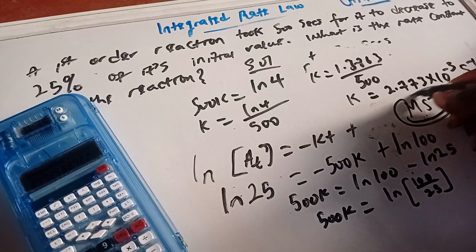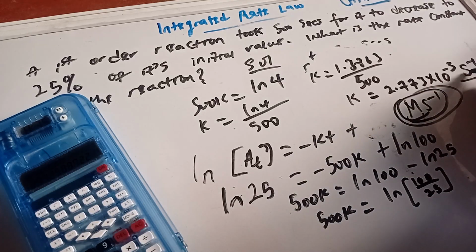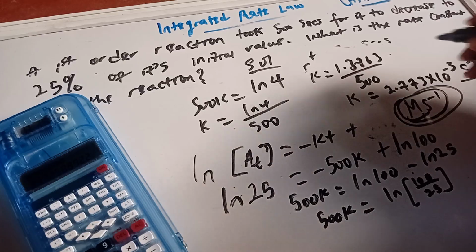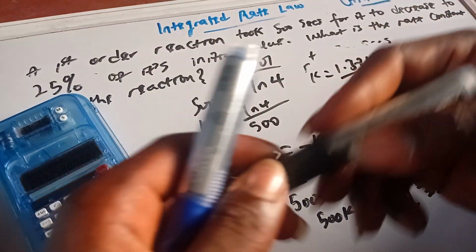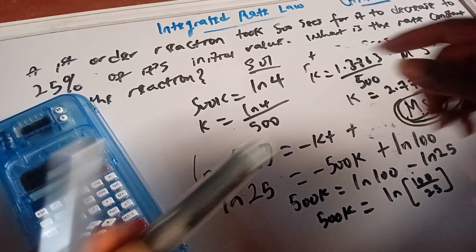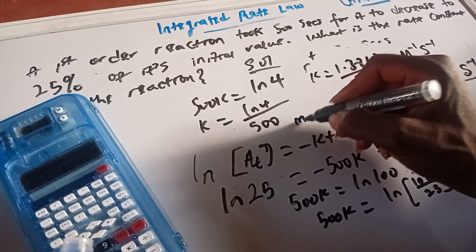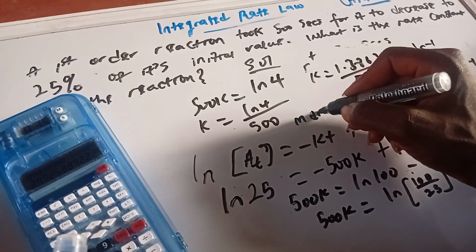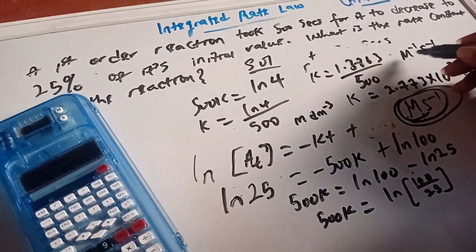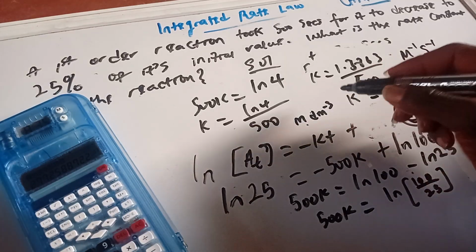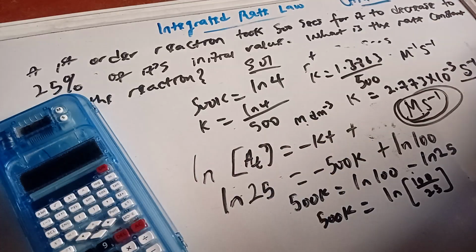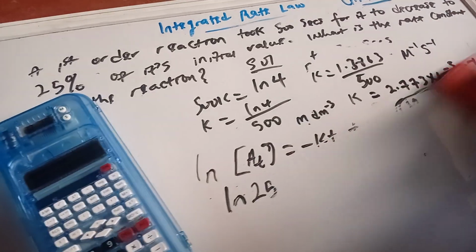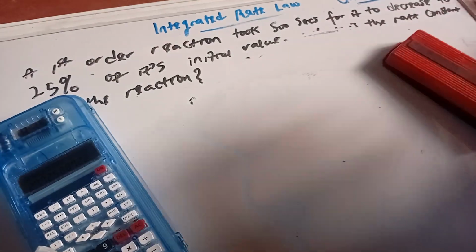This unit for rate constant is for zero order. This one is for first order. The one for second order is per M per s. And this M is the same thing as small m per dm cube. This capital big M is equivalent to small m per dm cube. It can also be small m per centimeter cube. So take note of that. Now the next question.